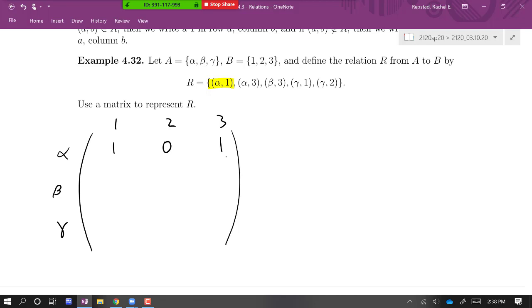What does the second row look like? 0, 0, 1. And how about the last one? 1, 1, 0. Great.